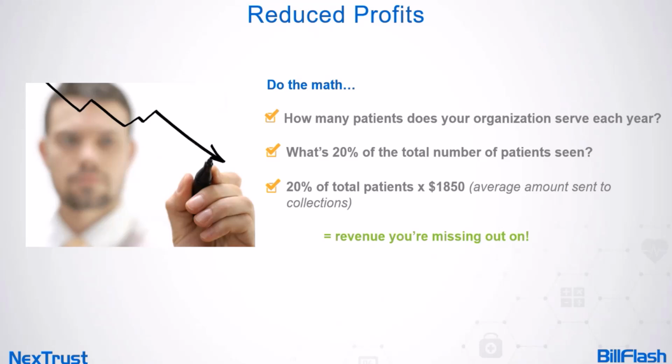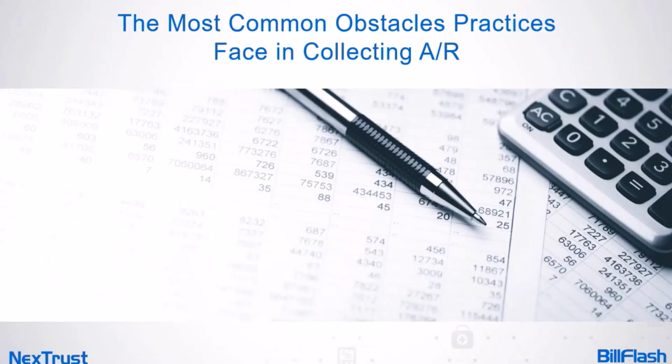It's easy to see there's a huge financial impact. How many patients does it take to equal $100,000? Not very many. When past due AR accumulates, it can reduce your profits. You may need to write off some of the unpaid bills as bad debt, and this can further impact your practice's bottom line. So what are some of the issues that you face in collecting AR from patients?